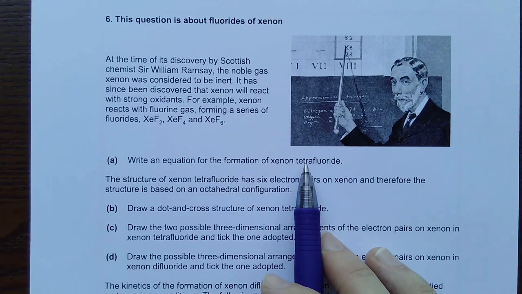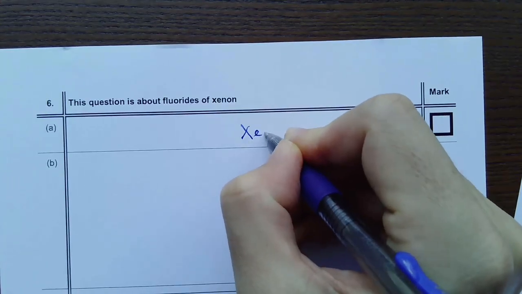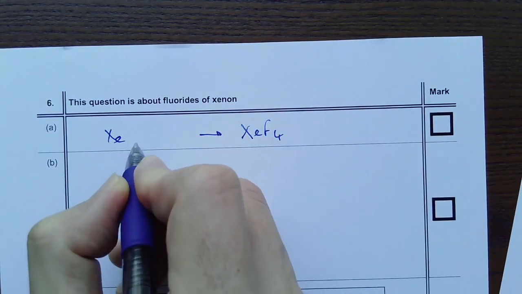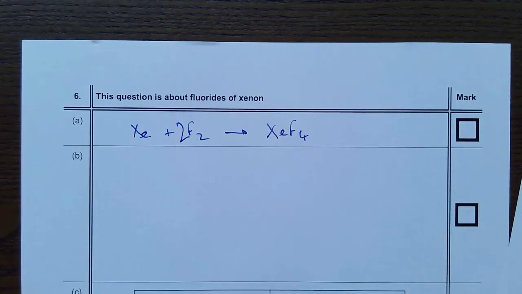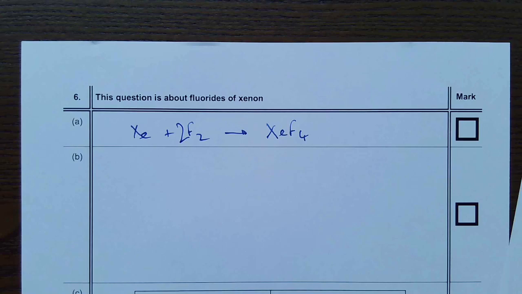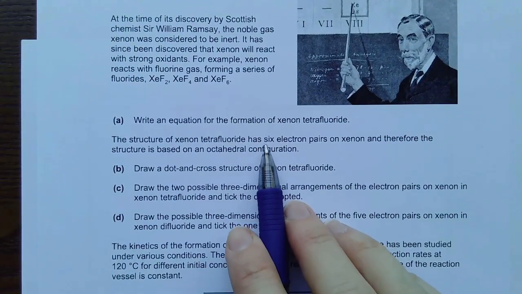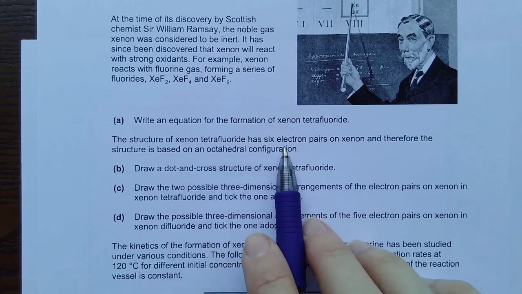So we know that tetrafluoride is going to have 4 fluorines in it. So xenon tetrafluoride is going to be XeF4, and we're going to make that from Xe and F2. Make sure it's balanced. And there you go, 1 mark in the bag. The structure of xenon tetrafluoride has 6 electron pairs, and therefore the structure is based on an octahedral configuration.